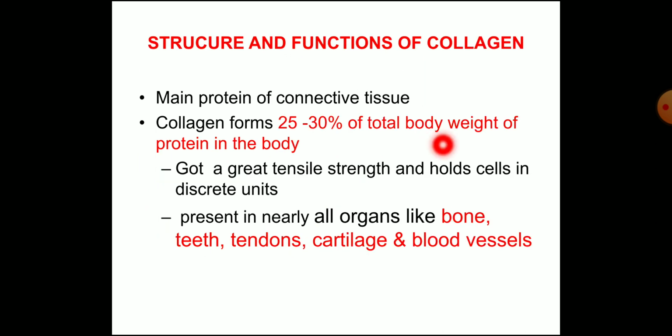Now the structure and functions of collagen. What is collagen? It's the main protein of the connective tissue. Collagen forms around 25 to 30% of the total body protein. Whatever protein in the body is present, 25 to 30% of it is constituted by collagen. It has tensile strength and holds the cells in discrete units. It is present in almost all organs like bone, teeth, tendon, cartilage and blood vessels. So it is present in almost all the tissues.